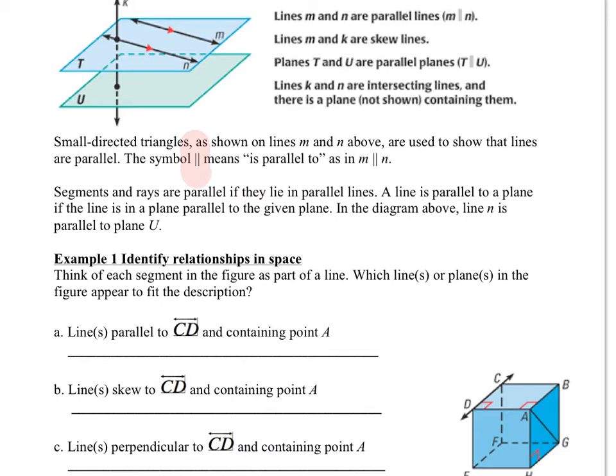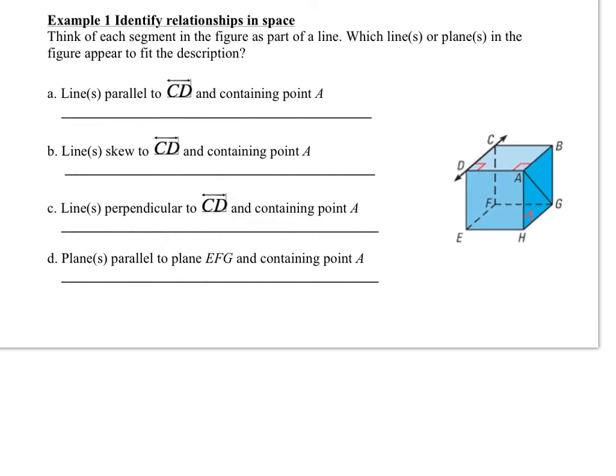So let's look at some relationships in space, looking at this box. And you have to think of each segment as if it were an extension. Okay? So I'm just going to draw a few on here to show you. The figure is just parts of lines. So which line or plane in the figure appear to fit the description? So let's look at the first one. Lines parallel to CD.